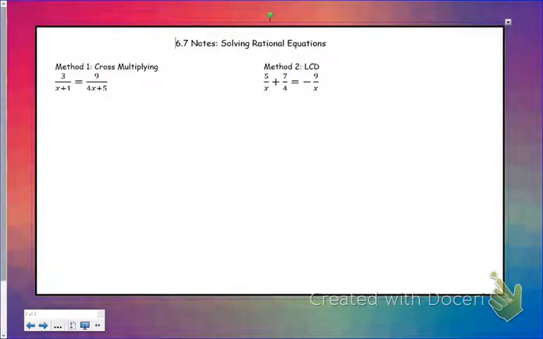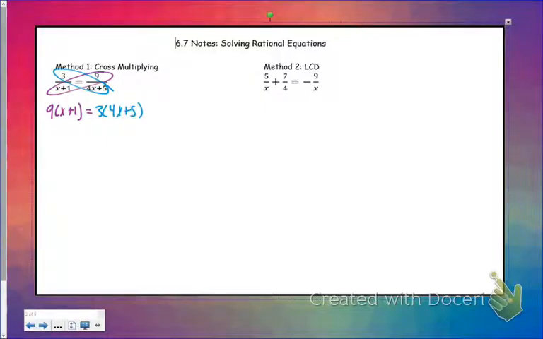One of them you've been using for a long time, especially with proportions, and that is cross-multiplying. Cross-multiplying is going to be the easiest method if you have just a combined fraction on the left and one combined fraction on the right. So I'm going to cross-multiply on the left side of the equal sign, and then I'm going to cross-multiply on the right side of the equal sign.